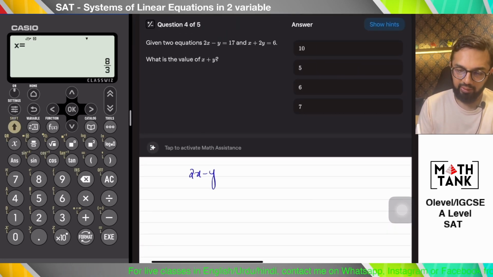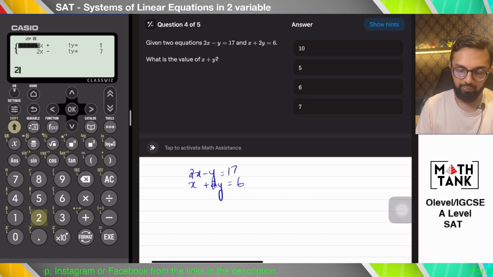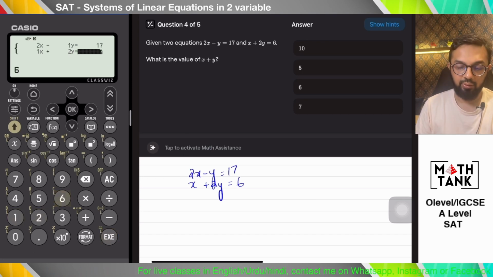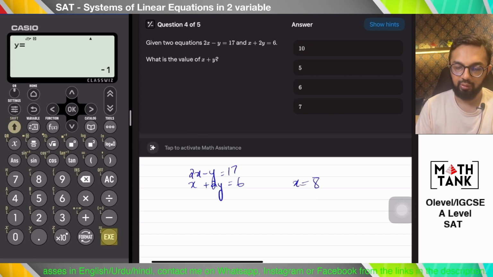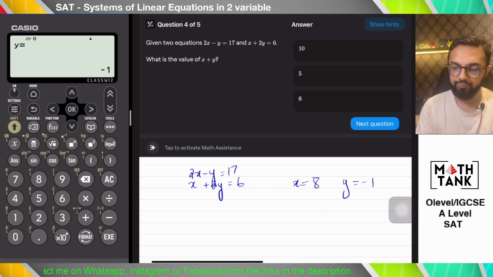2x minus y equals 17, and x plus 2y equals 6. Again, solving simultaneously. All of these questions are the same, so I'm just doing them on the calculator and seeing what my answers are. Remember that in this question, I don't need to tell you the value of x or y. I have to tell you the value of x plus y. So x is 8, y is minus 1, which gives me 7 as the total.